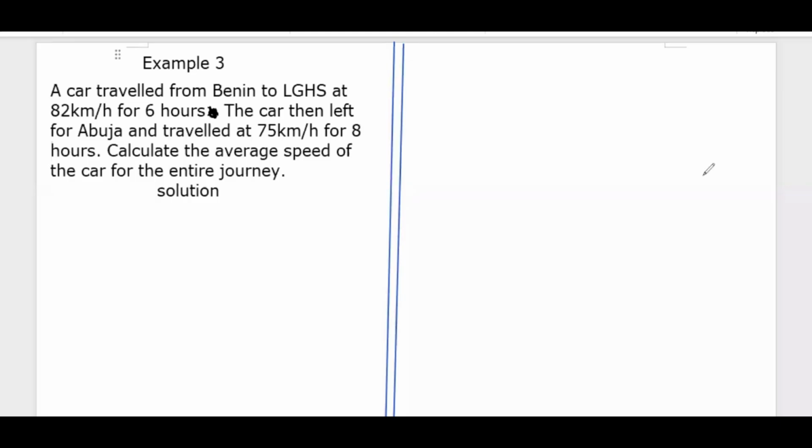It is not uncommon for examiners to ask us to find the average speed, especially when you travel in segments. You travel from one place to another place. It's possible that you rest a bit and you continue from there to another place, then from that place to another place again, using different speed levels.